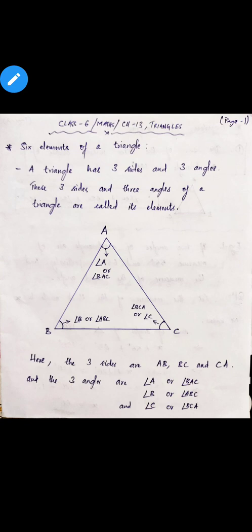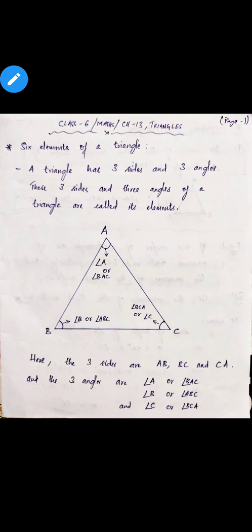Hello students, today we'll be discussing chapter 13, that is triangles. So in a triangle there are 6 elements. Okay, what are the 6 elements? A triangle has 3 sides and 3 angles. These 3 sides and 3 angles of a triangle are called its elements.